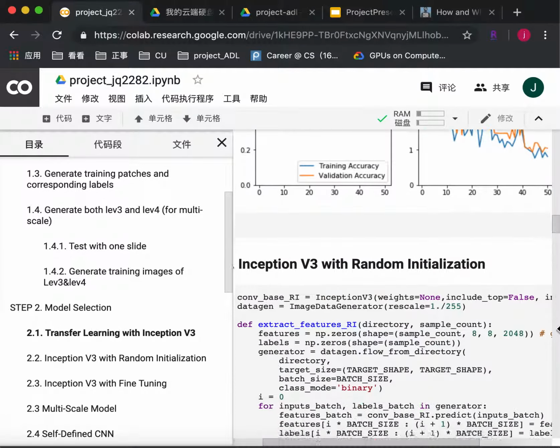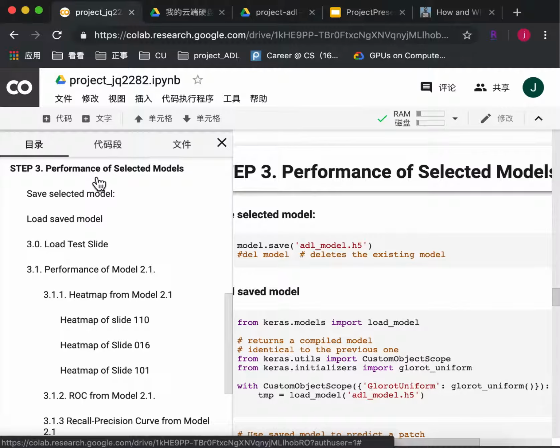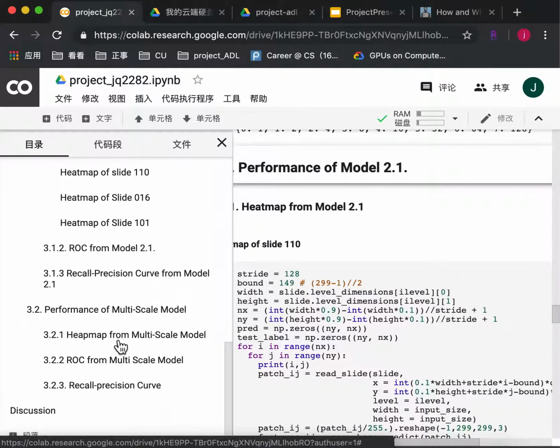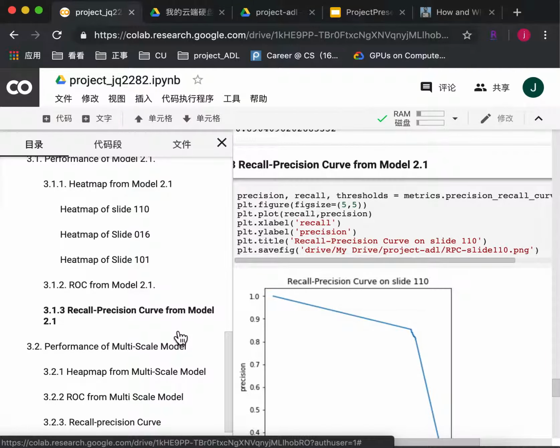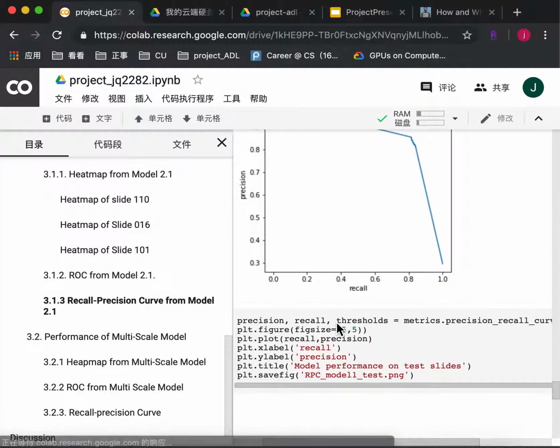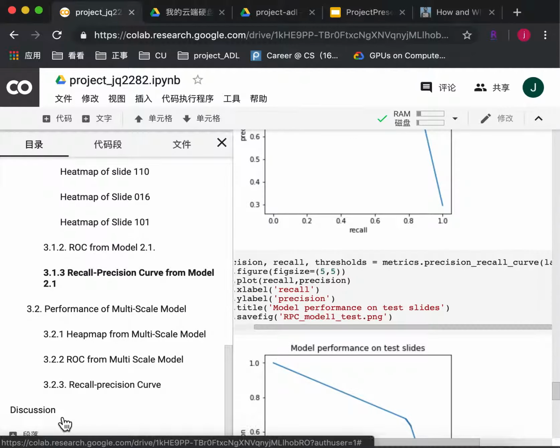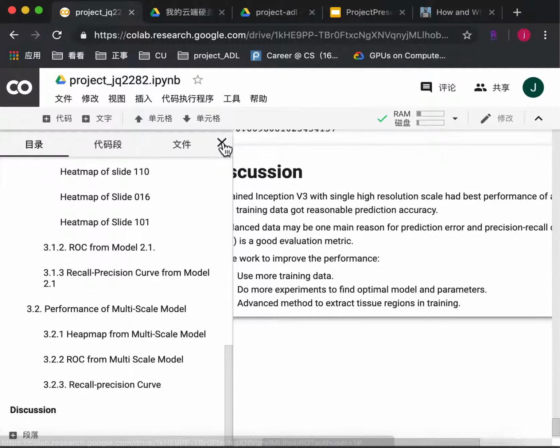And the third part is the selected model performance. Here I choose the single model vs the multi-scale model. I showed their heat map. I showed their ROC curve and AUC scores, and I showed their precision recall curve and their F1 scores. And finally is my discussion. That's all.